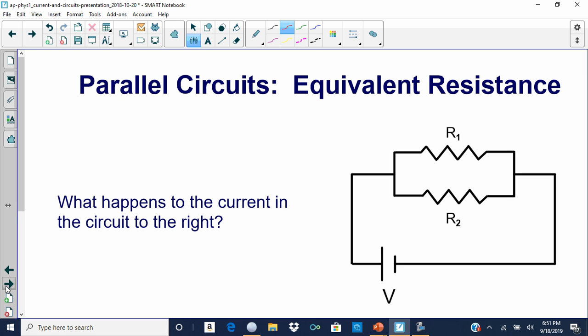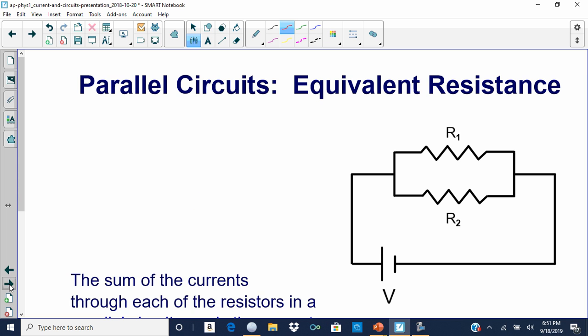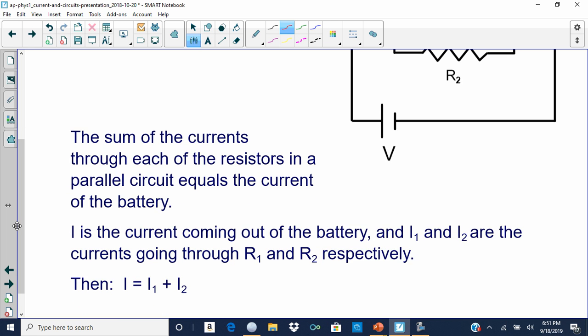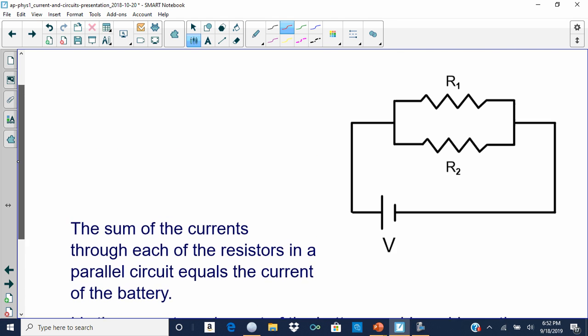Okay, so now for a parallel circuit, let's find the equivalent resistance. So what happens to the current in a circuit that's in parallel? That's right. The sum of the currents through each of the resistors in a parallel circuit is equal to the current of the battery. I is the current coming out of the battery, and I1 and I2 are the currents going through R1 and R2, respectively.